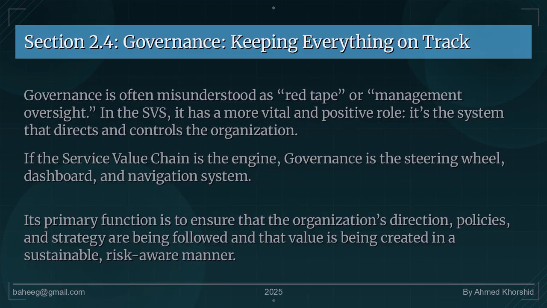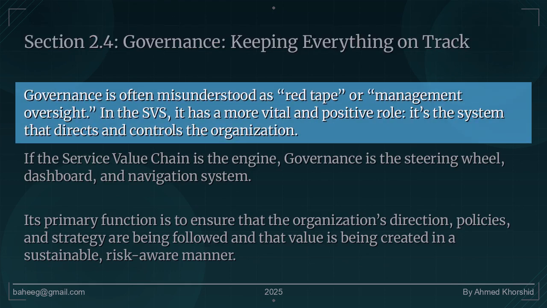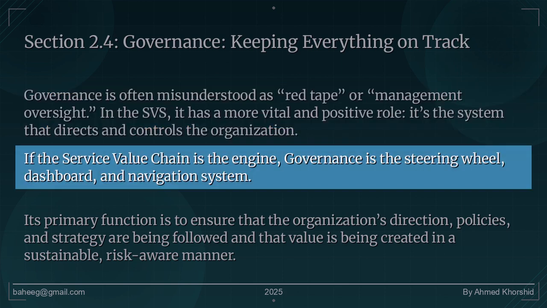Section 2.4, Governance, keeping everything on track. Governance is often misunderstood as red tape or management oversight. In the SVS, it has a more vital and positive role. It's the system that directs and controls the organization. If the service value chain is the engine, governance is the steering wheel, dashboard, and navigation system.